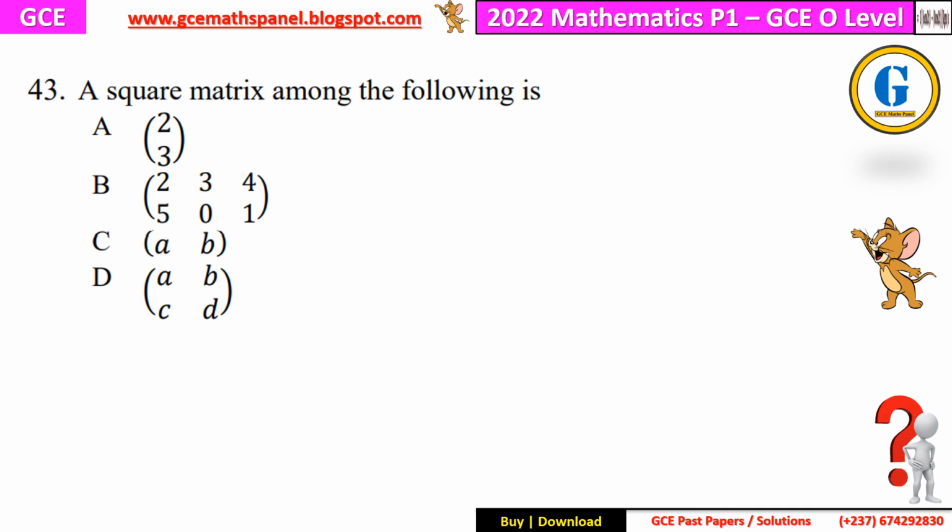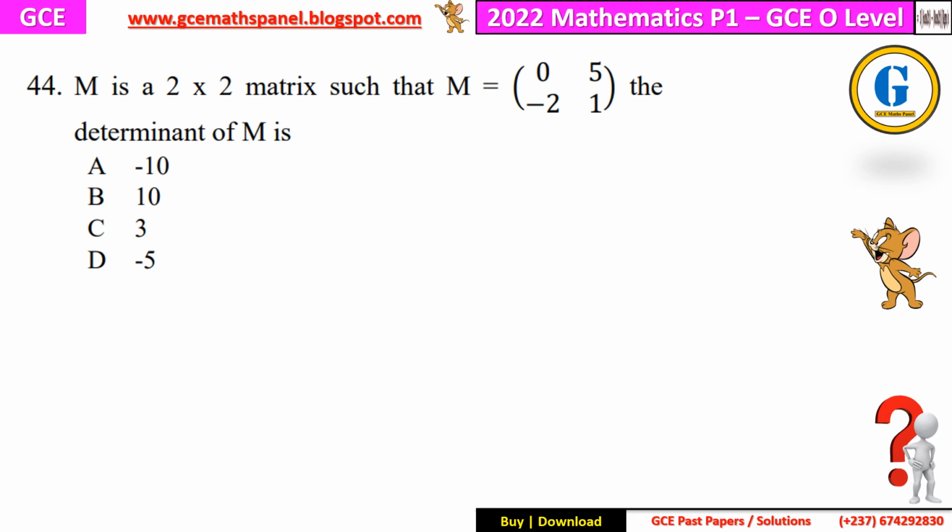Question 43. A square matrix among the following is... A square matrix is a matrix that has the same number of rows and columns. The number of rows is equal to the number of columns. So the only square matrix here is D, and it's a 2 by 2 matrix. A square matrix can be 2 by 2, 3 by 3, 4 by 4, and so on, n by n.